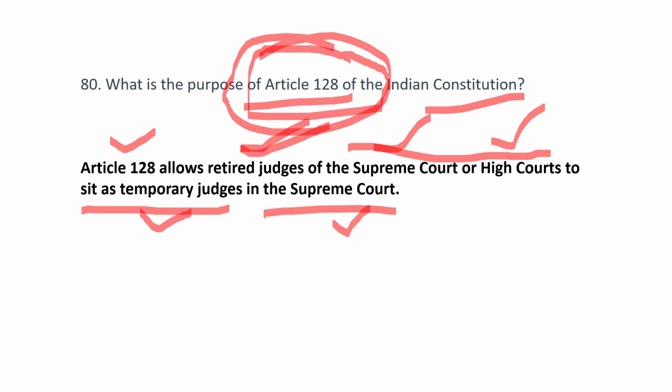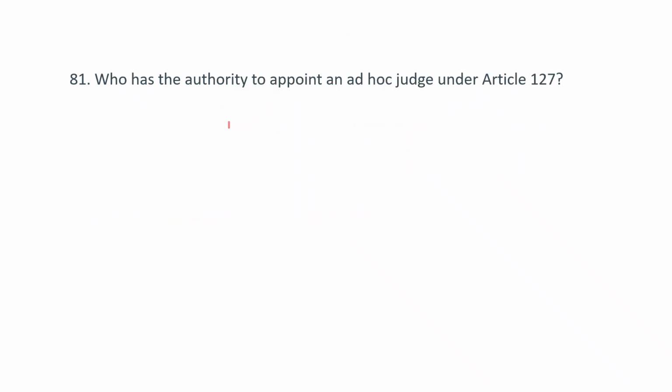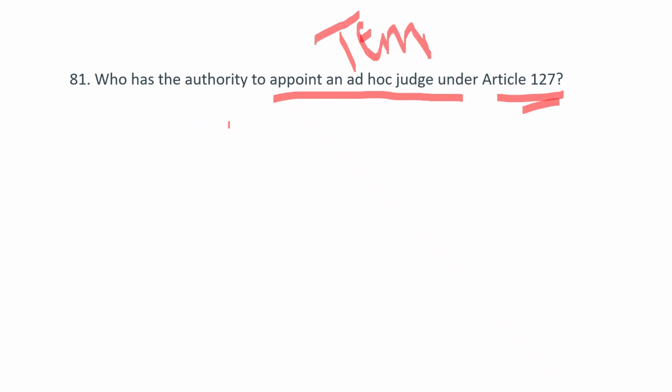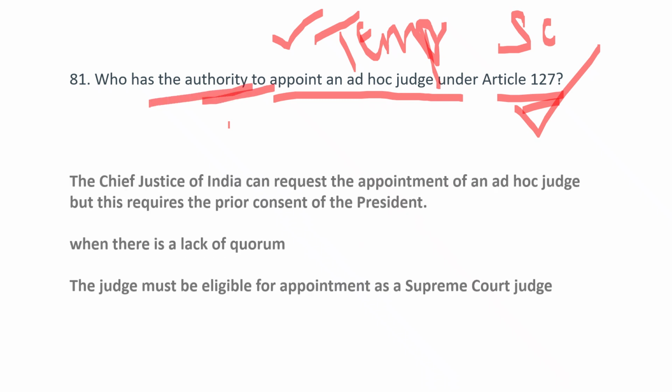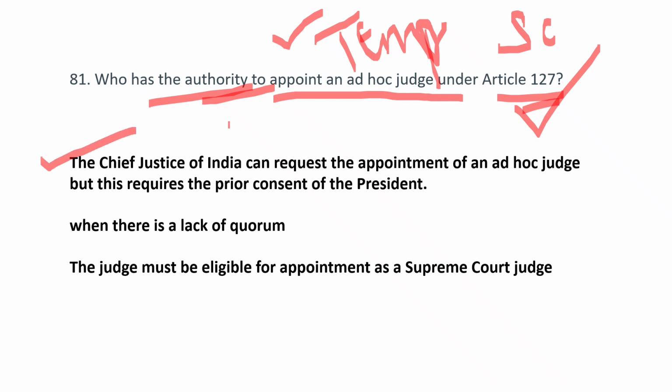Next question. Who has the authority to appoint an ad hoc judge under Article 127? Ad hoc judge means temporary judge. Under Article 127, the Supreme Court can have ad hoc judges or temporary judges. Now the question is about who has the authority to appoint those ad hoc judges. The answer is, the Chief Justice of India can request the appointment of an ad hoc judge.